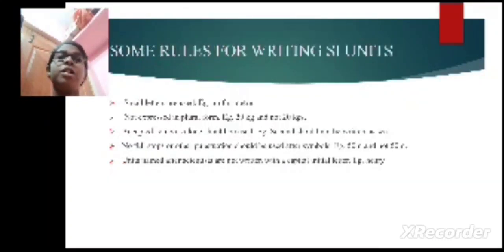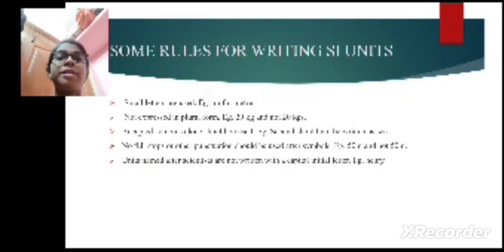Some rules for writing SI units are: small letters are used, for example m for meter. So we have to use the small letter m, not the capital letter. Then units are not expressed in plural form. If we want to write 10 kg or 20 kg, we should not write it as 20 kgs. We should write only 20 kg.